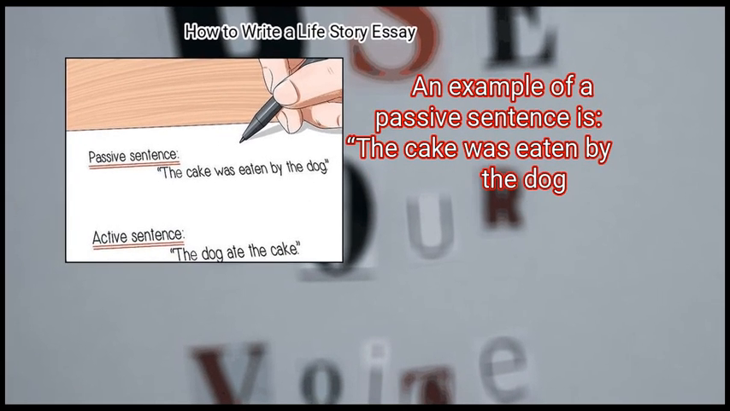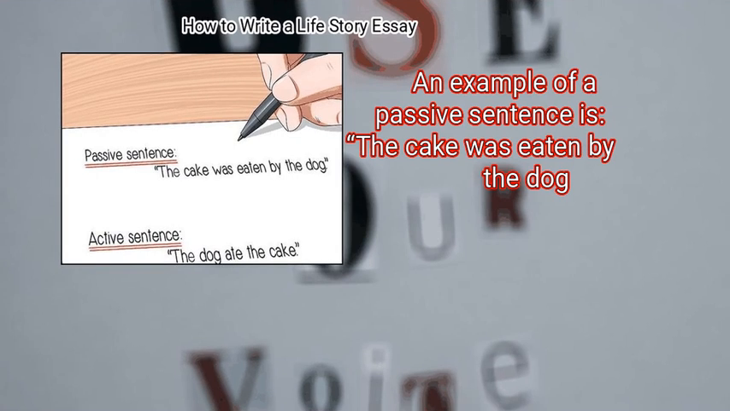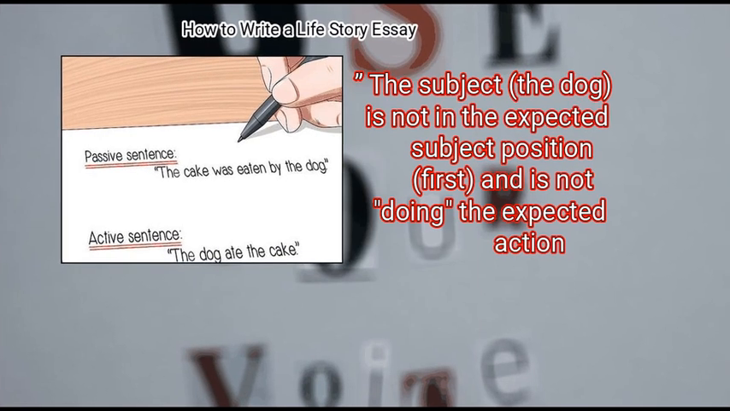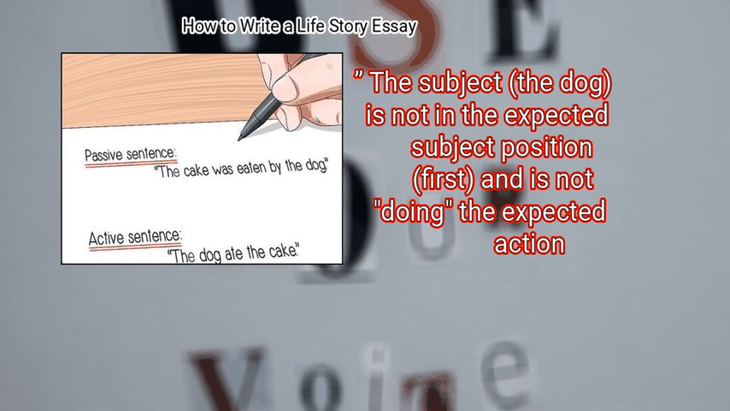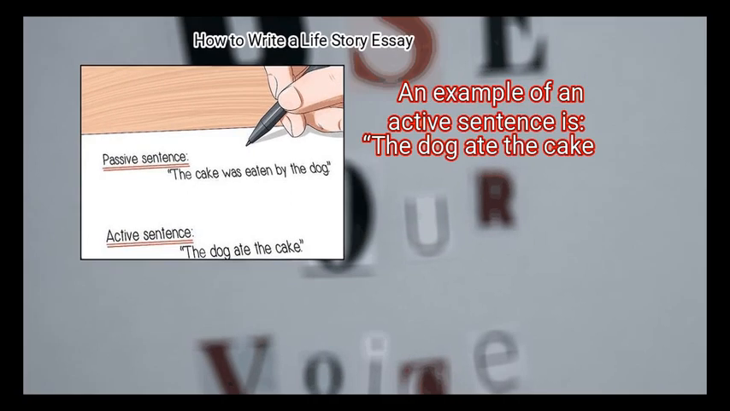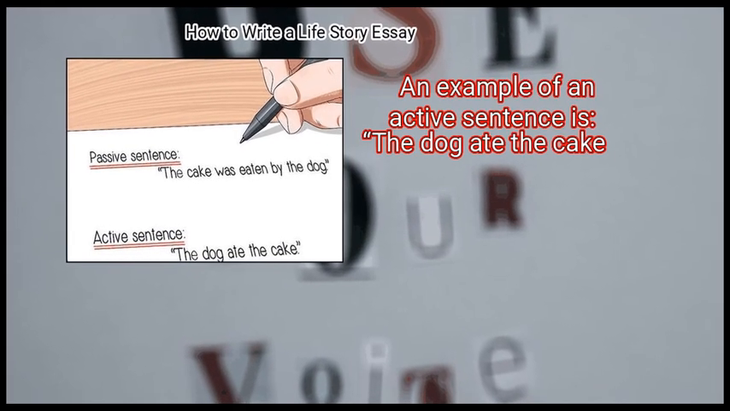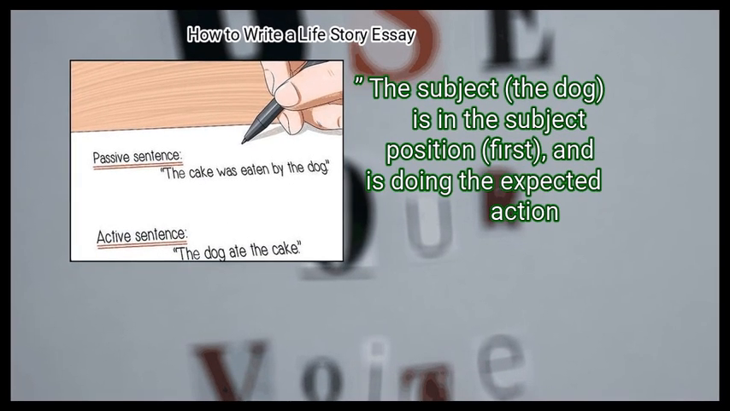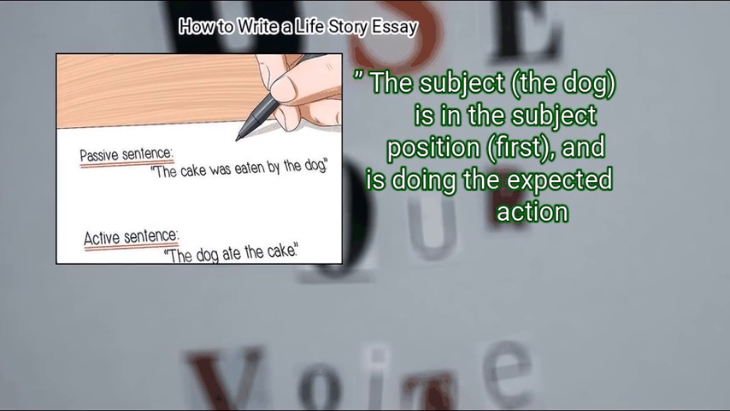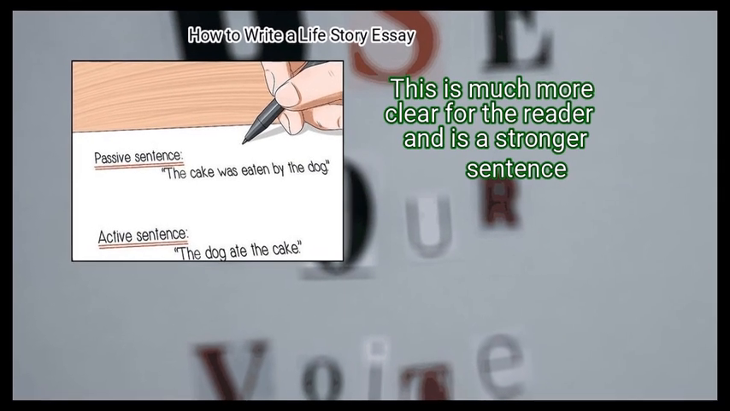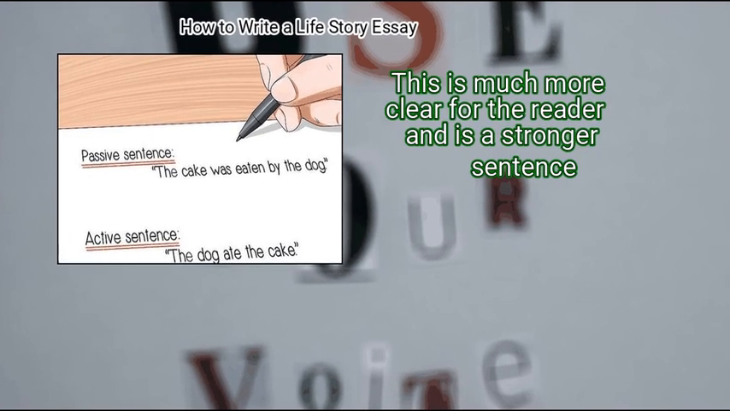An example of a passive sentence is, "The cake was eaten by the dog." The subject, the dog, is not in the expected subject position, first, and is not doing the expected action. This is confusing and can often be unclear. An example of an active sentence is, the dog ate the cake. The subject, the dog, is in the subject position, first, and is doing the expected action. This is much more clear for the reader and is a stronger sentence.